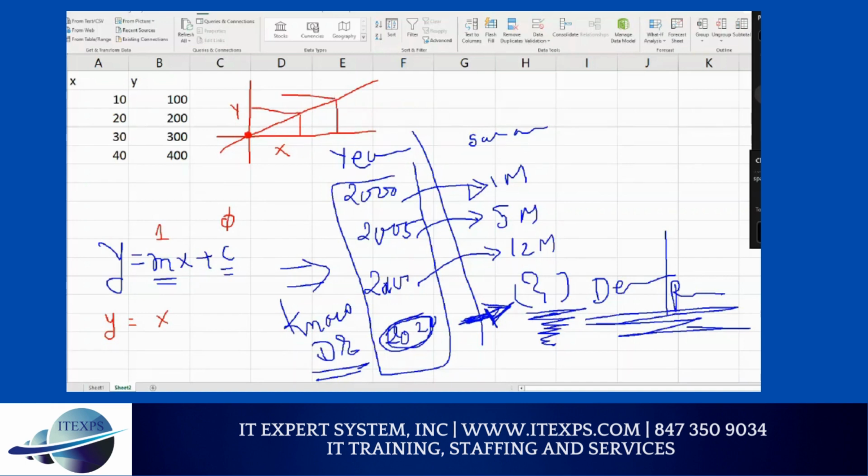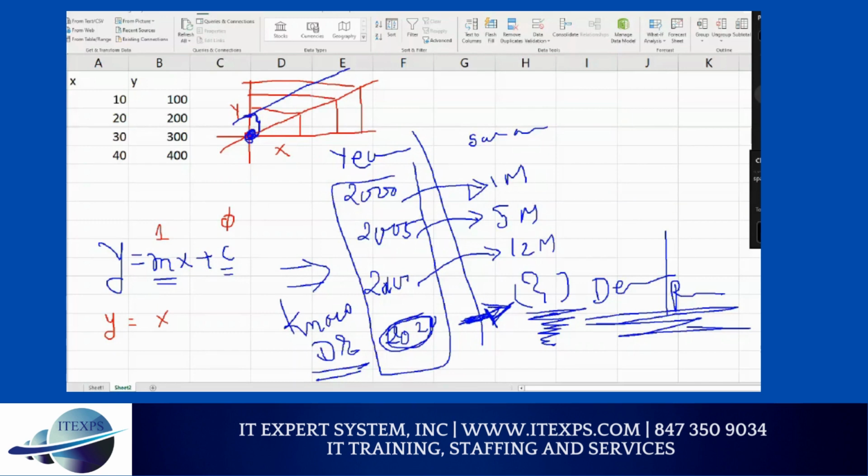Make sense? Perfect relationship like that. But sometimes it is possible that your line will go from this side. There is a relationship because you can see a straight line means there is a relationship, but you are not going from origin. So this side is your error. This is your error, and this is your intercept.